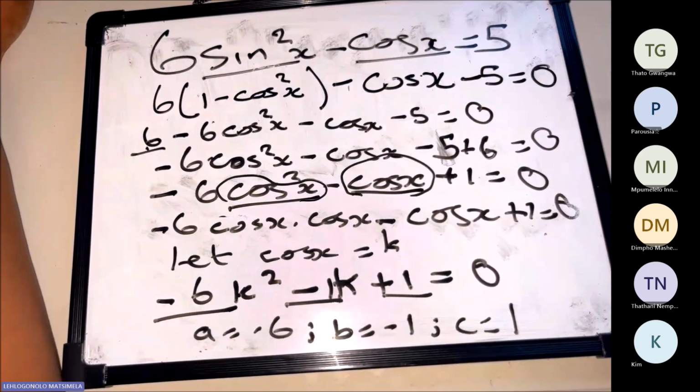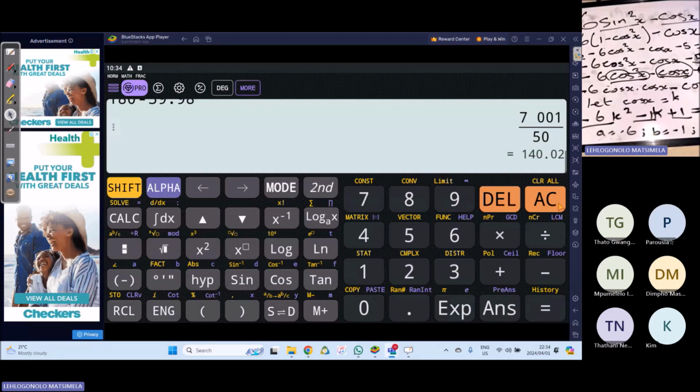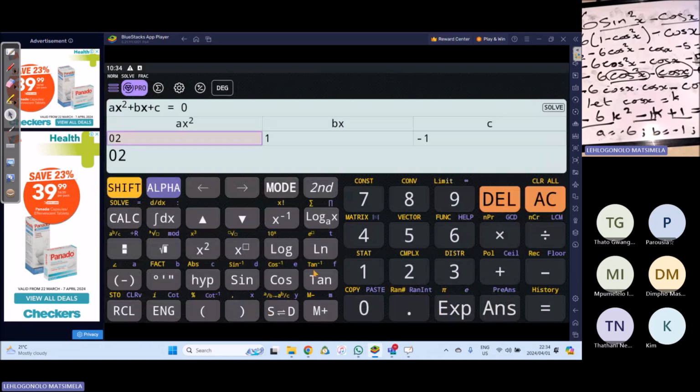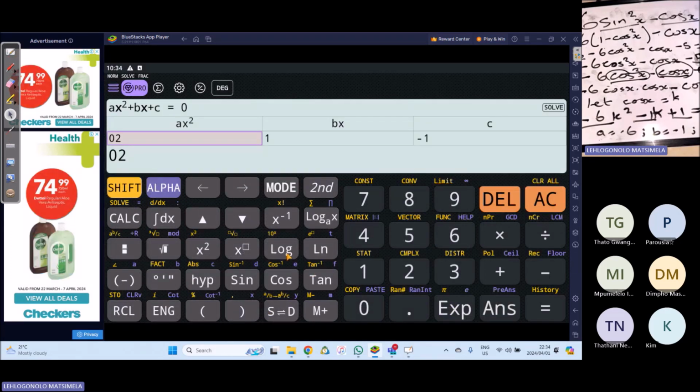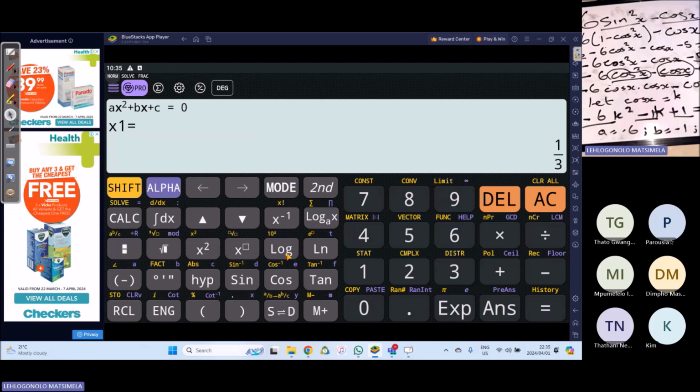Now let's do it on my calculator and see if it can work for everyone. You know, my calculator is always right. I like my calculator because it doesn't take a while. Let me solve for x. The value of A is minus 6. I'll put minus 6, equals, the value of B is minus 1, the value of C is 1. So the first x is equal to 1 over 3.